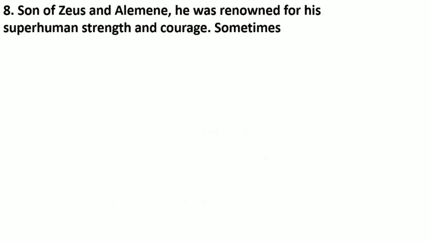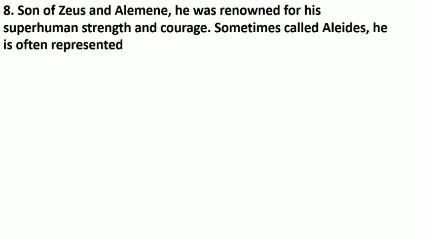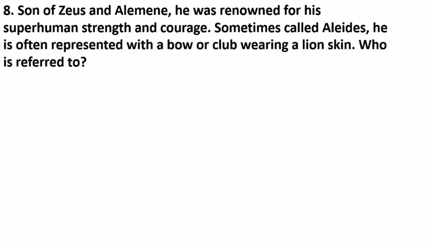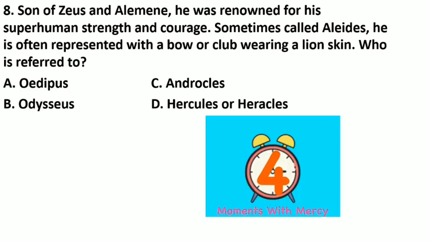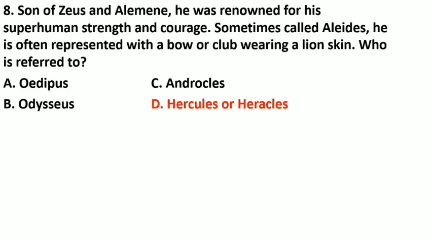Number 8. Son of Zeus and Alcmene, he was renowned for his superhuman strength and courage, sometimes called Alcides. He is often represented with a bow or club, wearing a lion skin. Who is referred to? A. Oedipus, B. Odysseus, C. Androcles, and D. Hercules or Heracles. The correct answer here is option D.